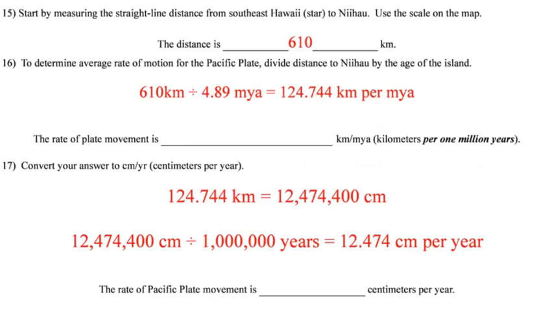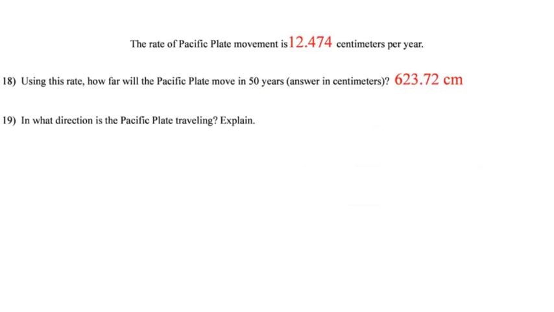The next question is asking, using this rate, how far will the Pacific plate move in 50 years? So we found in the previous question that the Pacific plate's moving about 12 centimeters per year. So really not that much. I mean, 12 centimeters, my hand's bigger than 12 centimeters. So what we have is a very, very small amount of movement over the course of a year.